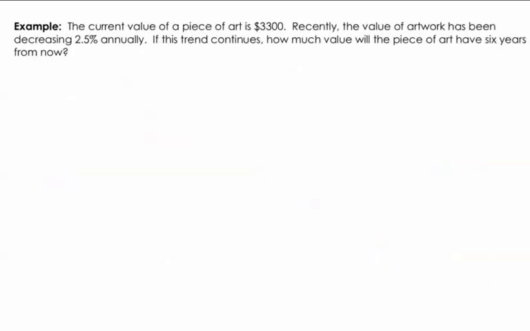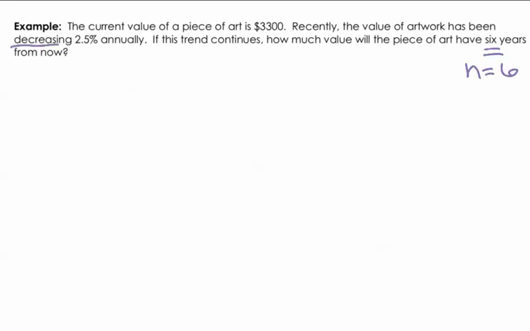So another word problem, the current value of a piece of art is $3,300. Recently, the value of artwork has been decreasing 2.5% annually. If this trend continues, how much value will the piece of art have 6 years from now? So this isn't really a sum problem. This is just a geometric sequence problem where we want to find how much the art is worth after 6 years, so that's telling us that n equals 6.